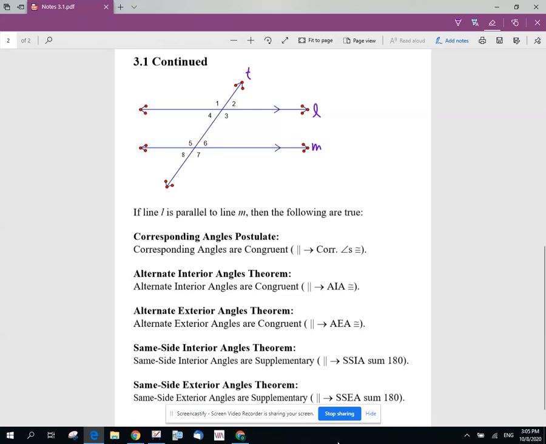Geometry, section 3.1, part 2. We're going to pick up where we left off on this little slide here. Just a reminder that the abbreviations are what we're moving towards, and we will use some of them today in proofs.